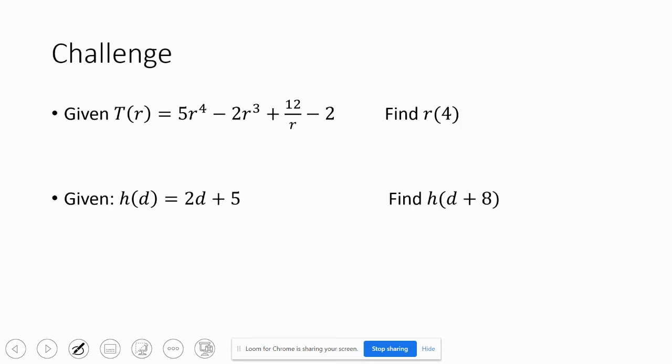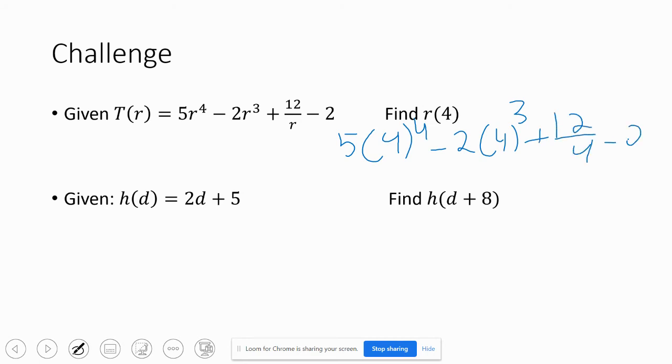Okay, a bit more challenging functions. Here we've got T at R, which is a polynomial function. I happen to use a capital letter. So R at 4 is 5 times 4 to the 4th power minus 2 times 4 to the 3rd power plus 12 divided by 4 minus 2. And you notice that every single place that there is an R, I plugged in the value 4. You've got to do it in every single place. So you do this slowly.